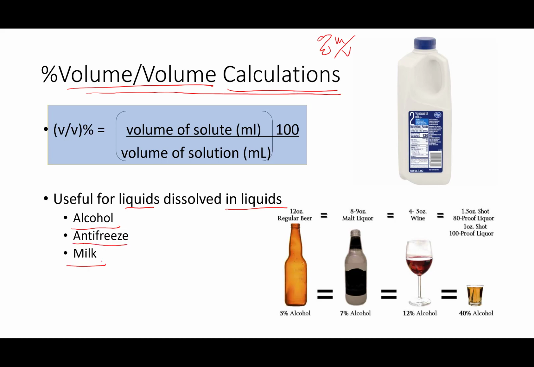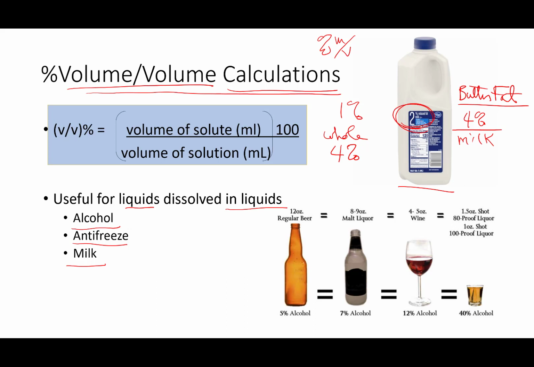So let's talk about one of my favorite beverages on the planet, milk. When you go to the grocery store, milk can be purchased in 2%, 1%, and whole milk. Now, whole milk is 4% milk. And if you've ever wondered what in the world that means, that is the percent butter fat in milk. Whole milk is 4% butter fat compared to the entire solution of milk.